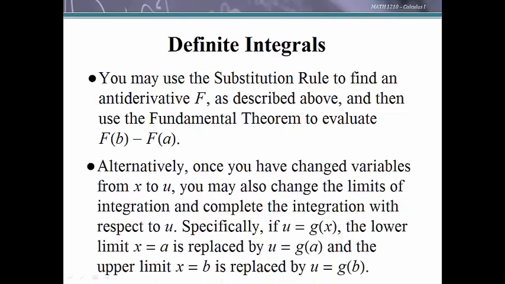The other option you have is once you've changed variables from x to u, you can also change the limits of integration and complete the integration leaving it in terms of u. So if you had let u equal g of x, the lower limit, x equals a, would be replaced by whatever we get when we put that a in this function that equals u. So g of a would give us the lower limit, and g of b would give us the upper limit.